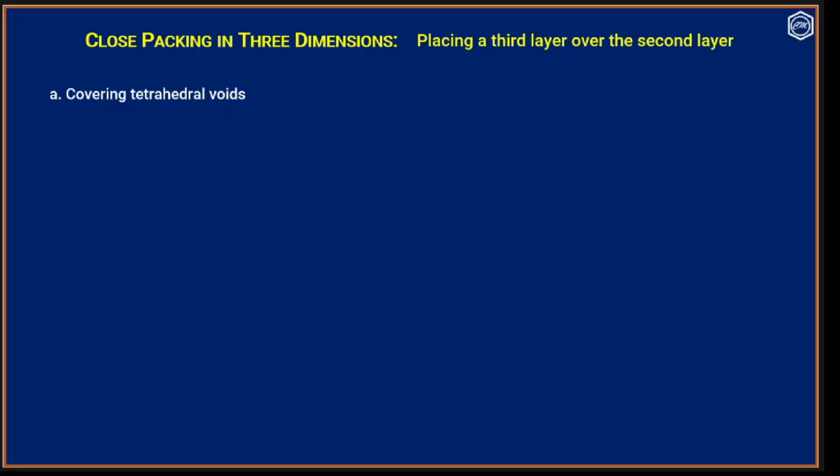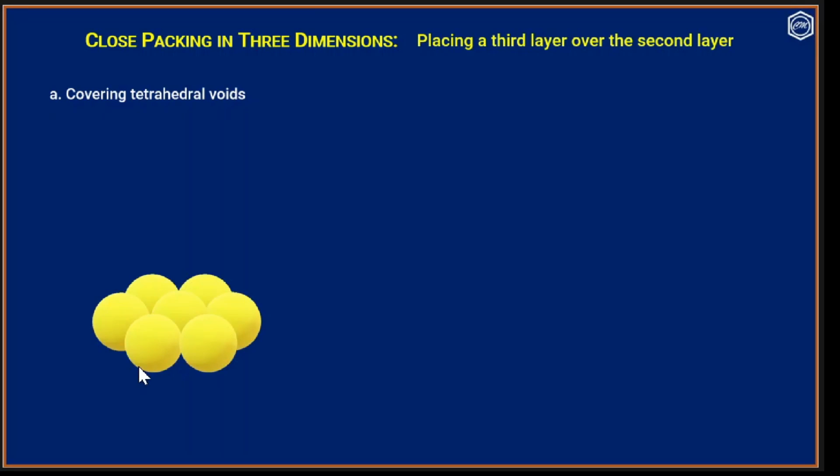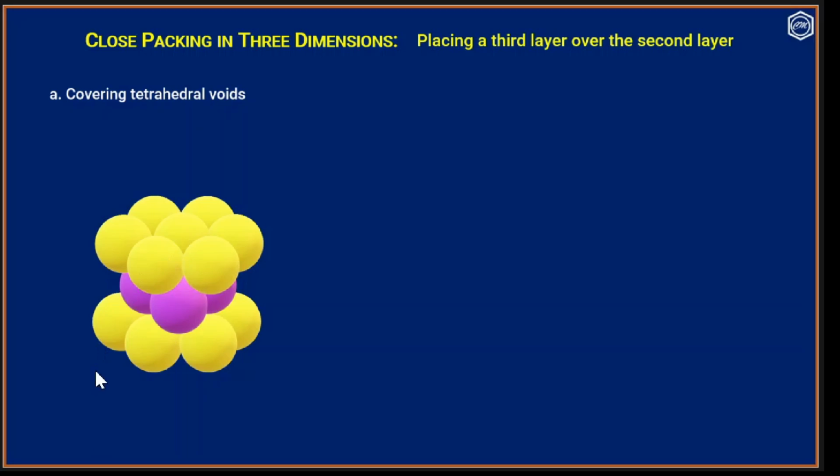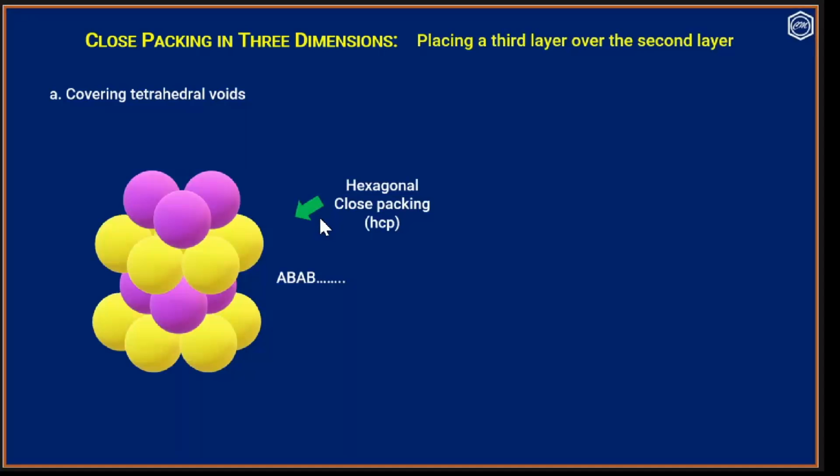Now we can see an animation. So this is the first layer, and that is the second layer. We can call it the B layer, and then the third layer. So every third layer is a repetition of the first one, and every fourth will be a repetition of the second one. And here the pattern is AB, and this is the hexagonal close packing or HCP.